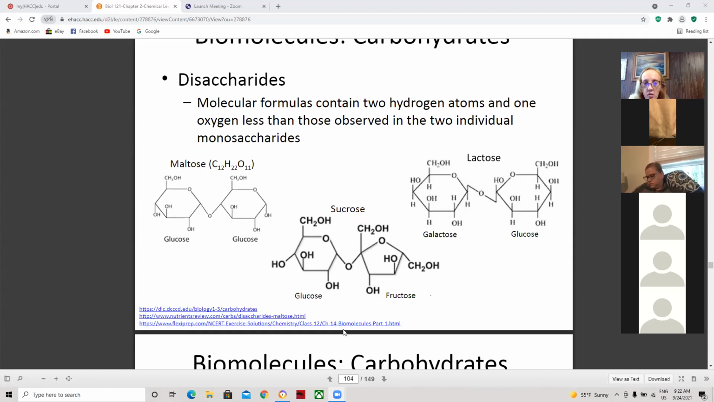So some disaccharides have molecular formulas that contain 2 hydrogens and 1 oxygen less than those observed because there was a dehydration reaction in order to produce them. Maltose, sucrose, your common table sugar, lactose, your milk sugar.